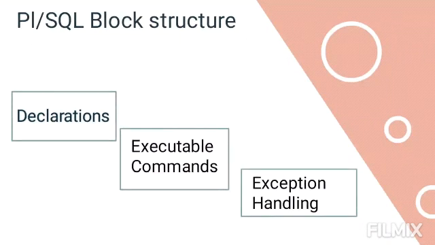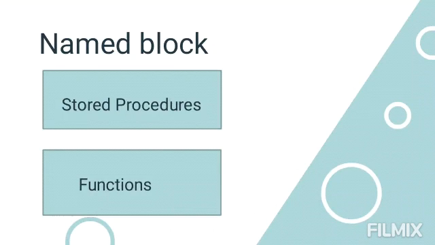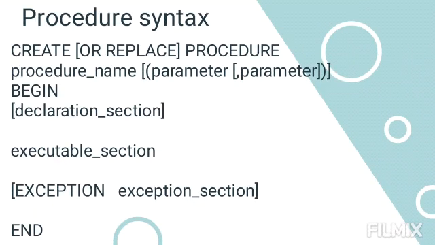Then the last section is exception handling. It starts with the keyword exception. It is also an optional block. In MySQL, we only use named blocks. Stored procedures and functions are the named blocks. Here I demonstrate an example of a procedure, a named block.